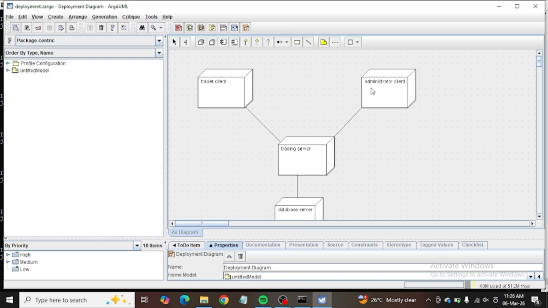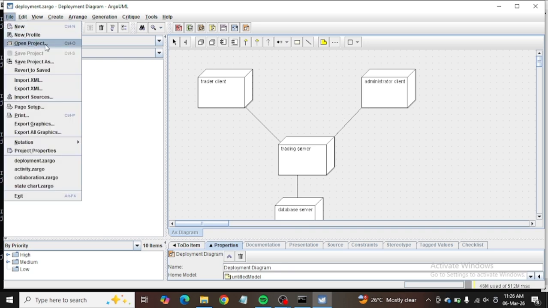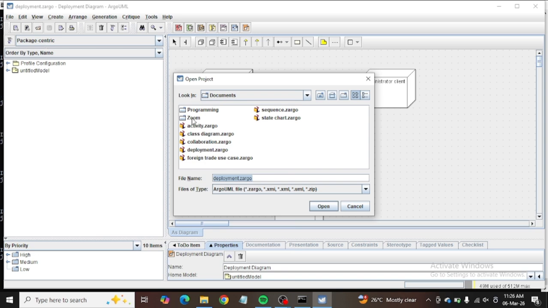The trading server is also connected to the database server. The database server stores all the trading information and the details used in the transaction records. This diagram helps us to understand how the system is deployed across different hardware components. Next we are moving on to the sequence diagram.